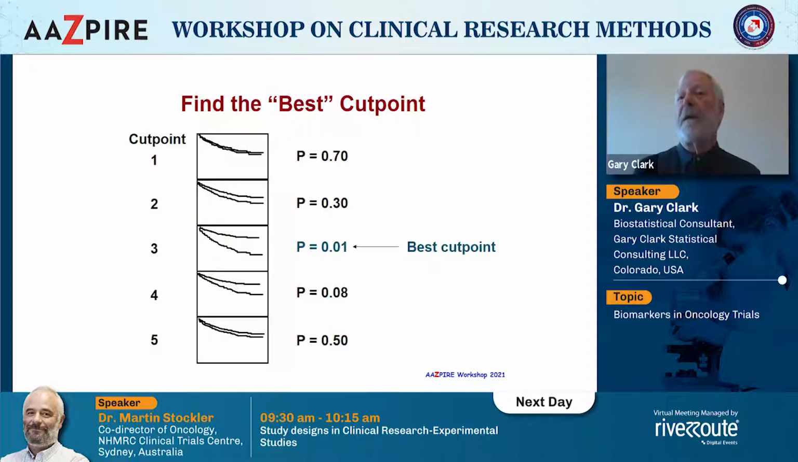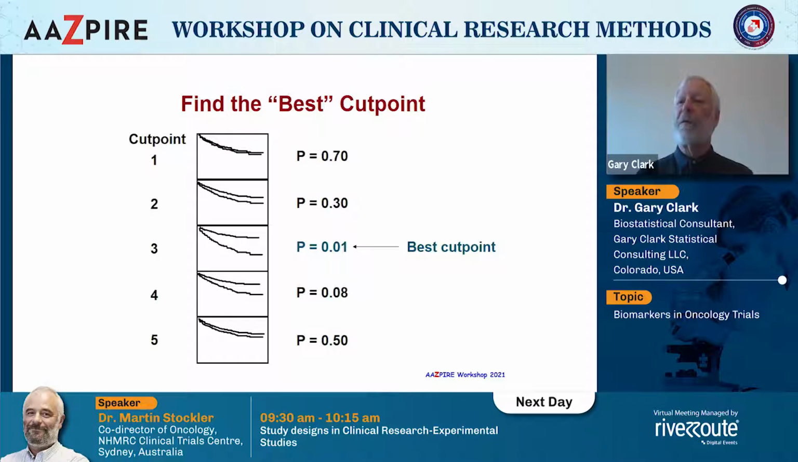Now we see a little bit of a separation between the survival curves. If we move the cut point up to 3, so marker negative now becomes 0, 1, or 2, and marker positive becomes 3, 4, or 5, now we have a lot of white space between the two, and we have this nice statistically significant p-value of 0.01.